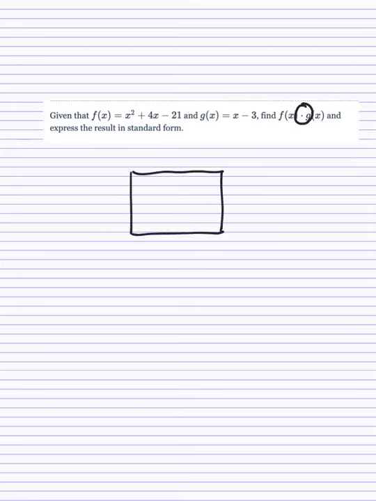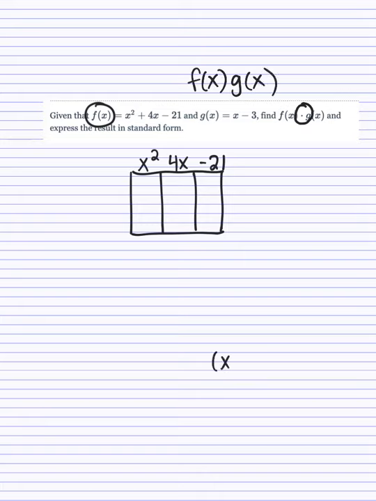should. So the box method says that I set up columns and rows that represent each term of my function. So I'm multiplying the f function, so I'm multiplying f of x times g of x, which means I'm multiplying x squared plus 4x minus 21 times x minus 3. Alright, so on this side, I'm going to split this, and I'm going to make this x and minus 3.